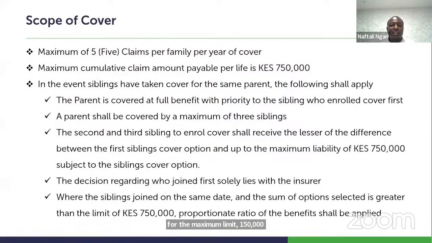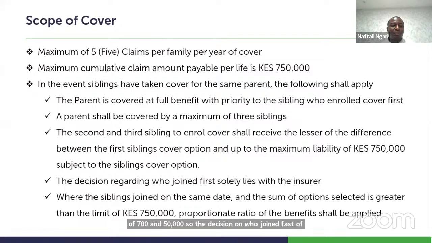Say that same person has a brother or a sister who is also a member of the circle. We will pay up to a maximum of 750,000. So in case the amount remaining up to the limit of 750,000 is lesser than what you have covered that person for, then you will get the difference, or what is remaining for you to hit the cover limit of 750,000. So the decision on who joined first, of course, will lie on the insurer.